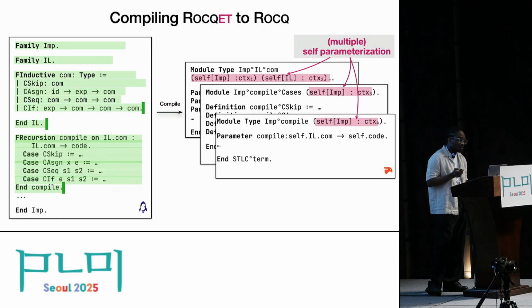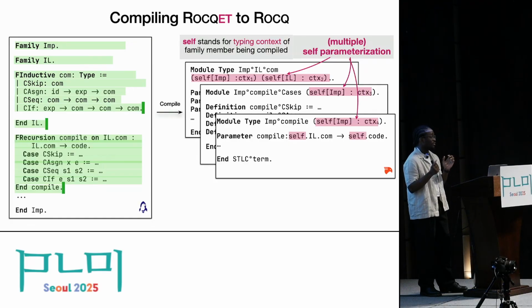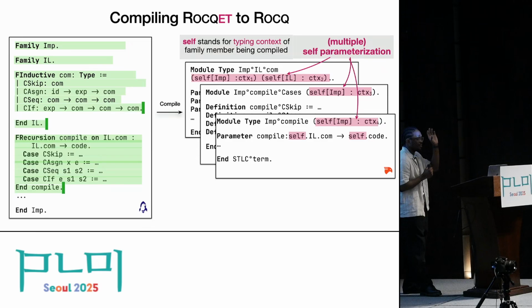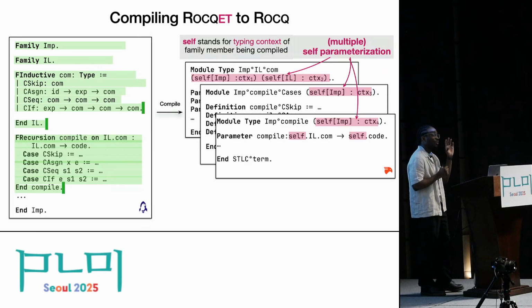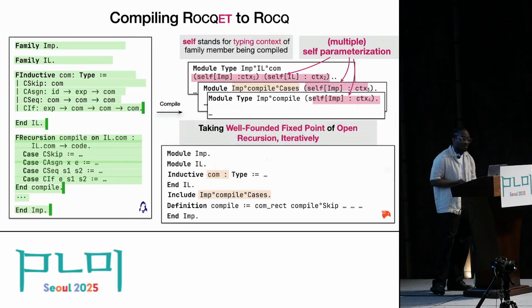So one important thing here to note is that the self-parameter represents the typing context of a family. The typing context is the previously defined cases of a family, and this allows us to have a well-founded open fixed point when computing the fixed point. So here's what we do. When we close the family, we reuse all the cases and we take a well-founded fixed point of these self-parameters.